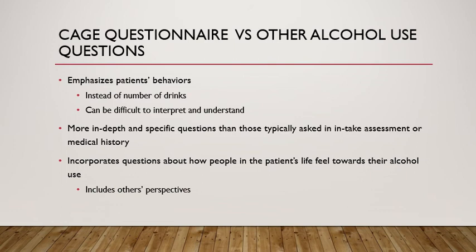So, the CAGE questionnaire versus other alcohol use questions that are typically used in intake forms or medical history forms. These questions emphasize the patient's behaviors instead of just the number of drinks. Oftentimes we're told to ask just how many drinks do you have a day or a week, but that number can be difficult to interpret, because different people have different understandings of what that number means and how much weight that carries. There's also differences between genders in what that means. Emphasizing the behavior can provide a lot more insight than just the number of drinks that the person is having. So they're more specific than a lot of those other questions used in intake assessments.